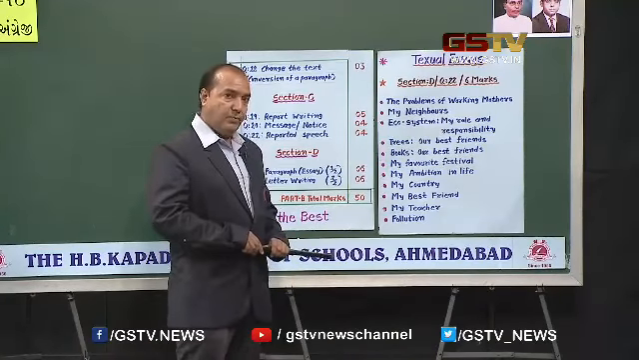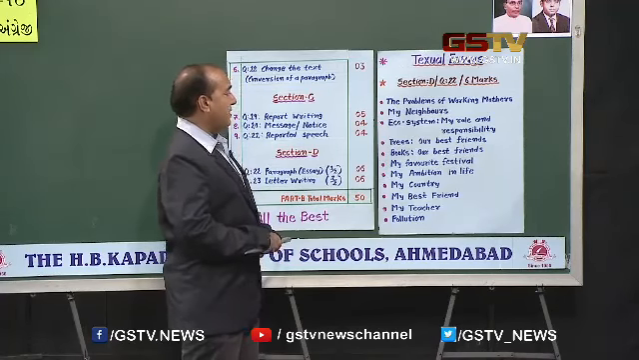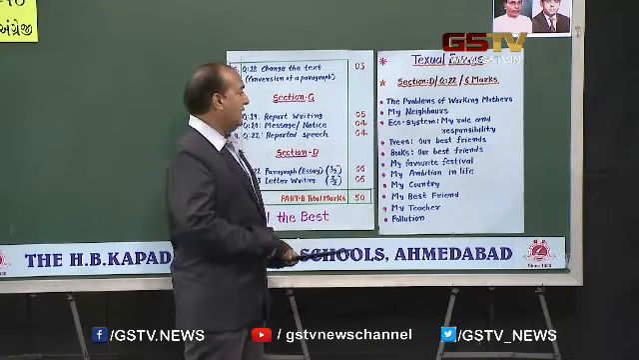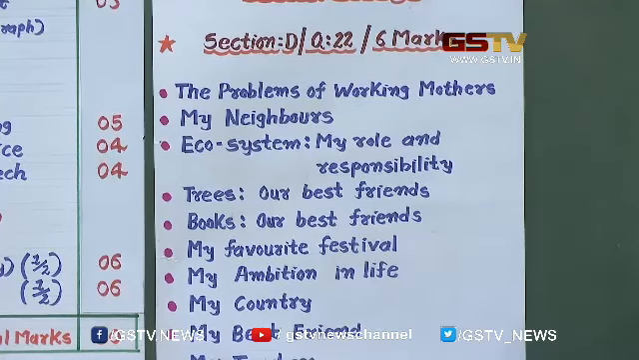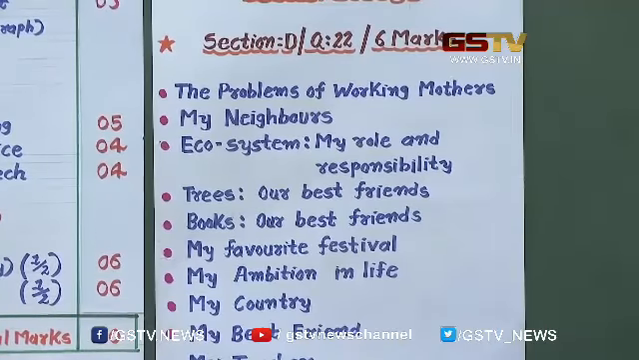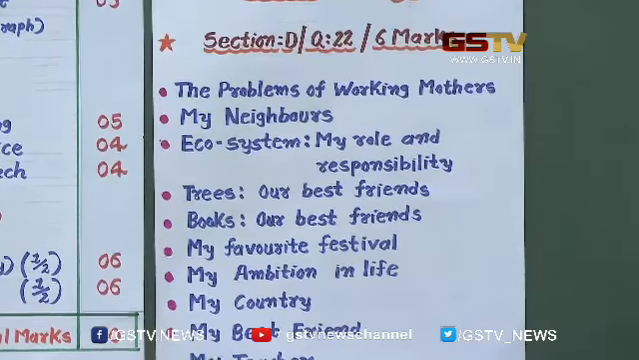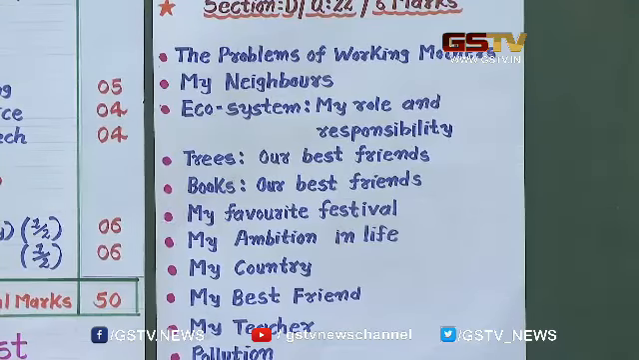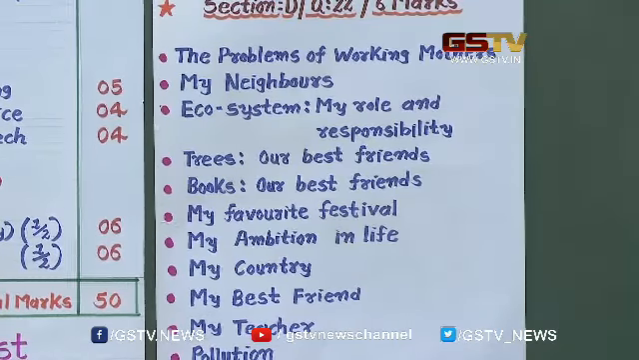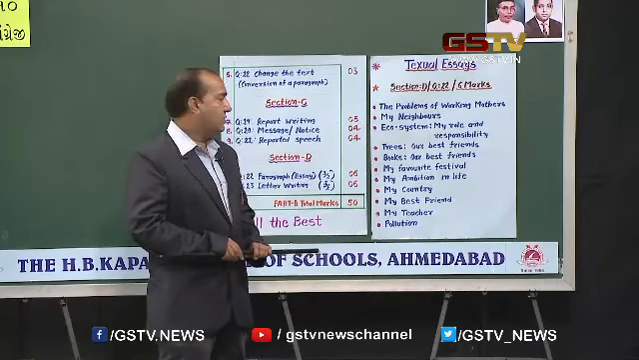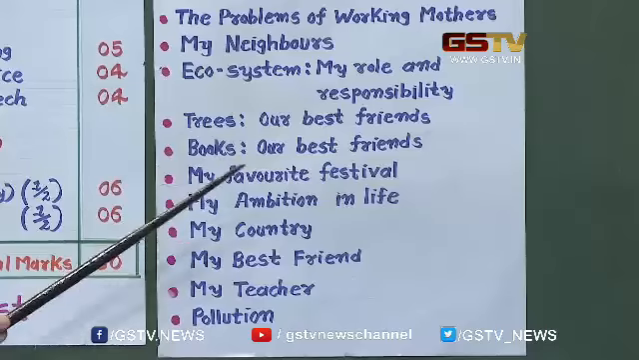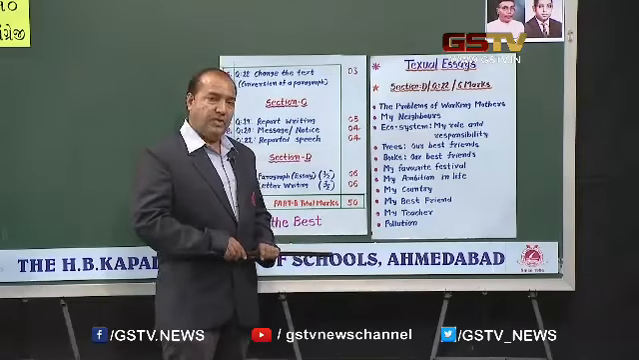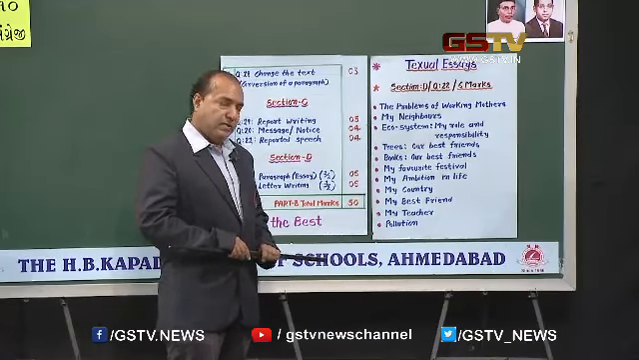Another important essay is Trees are our best friends. In this topic, students, you have to write first the importance of trees, and then, as in the former essay, what we should do and what we should not do. Then Books are our best friends. We are already familiar with this topic, and we should write only the advantages of books. My favourite festival is also another topic which will be very helpful in tomorrow's paper.